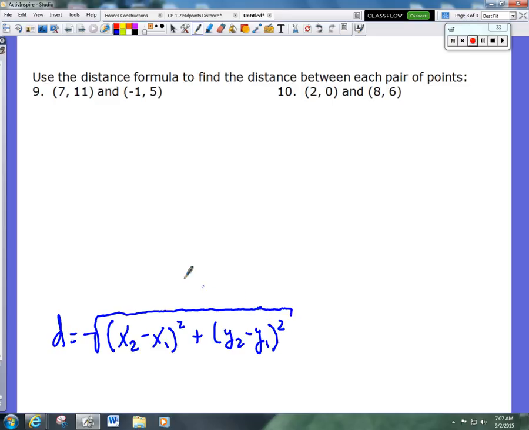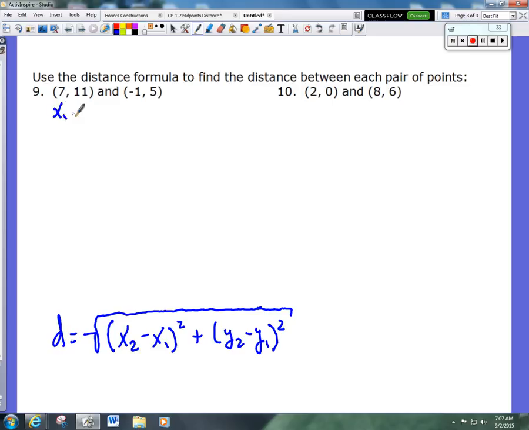I like this formula a lot better than graphing it. Remember from class yesterday, Mrs. Rothman went over with you how to graph these two coordinates and then use the Pythagorean theorem. So what you would do is plot (7, 11) and then (-1, 5), connect the dots, construct a triangle, and then use the Pythagorean theorem to figure out what that distance is. I think it's much easier just to use the formula. So let's just do that first.